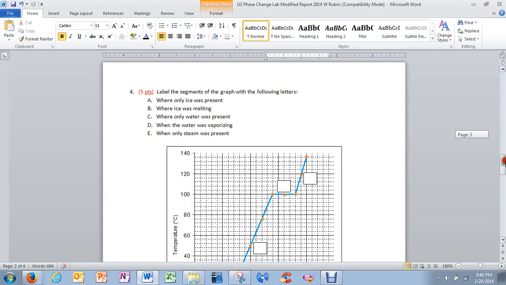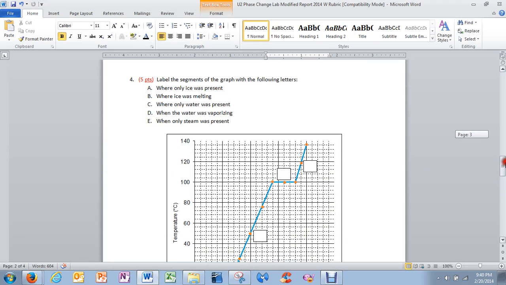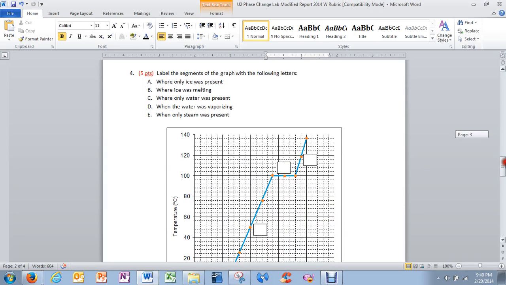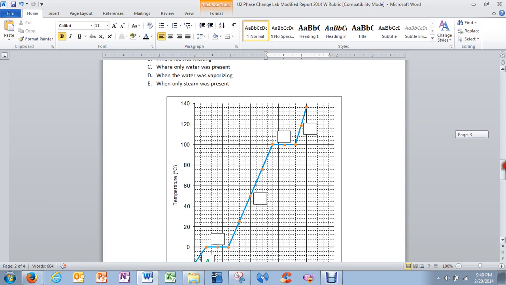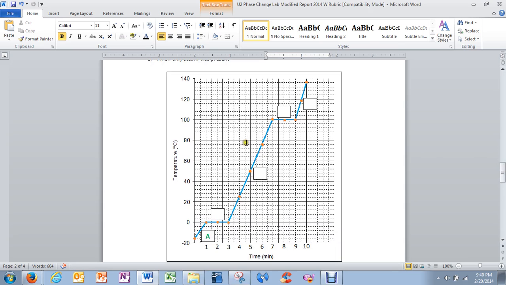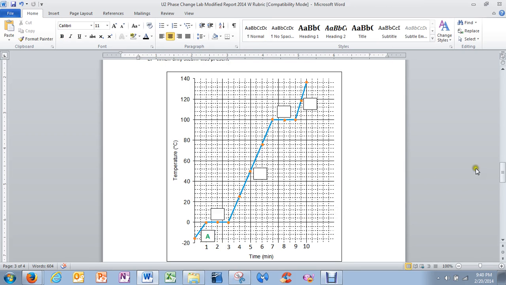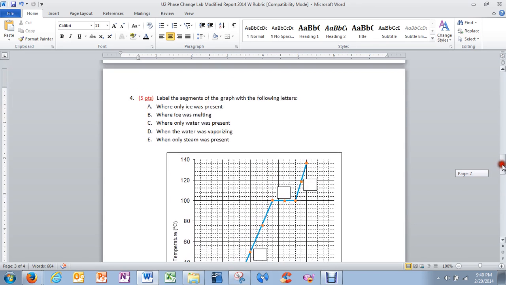So, number 4, list or label the segments of the graph with the following letters. A, where was ice only present? So one of these boxes corresponds to a particular temperature in which ice only was present. And right here, I've got it marked out right there. So A, that's A right there. Now that's a freebie for you. I want you to fill in the rest of them.